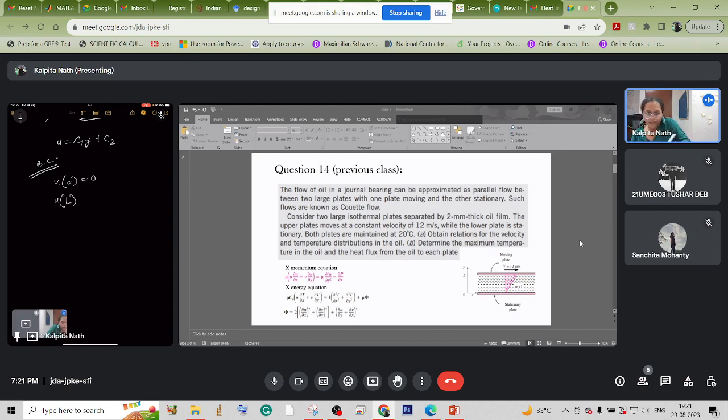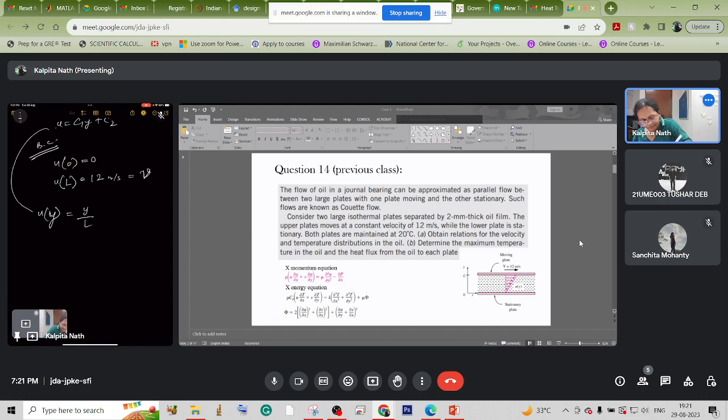And the upper plate, that is at x equal to l. Because we can see it starts from the origin, the lower plate is the stationary plate, and at x equal to l, we have the upper plate. So that is at a velocity of 12 meter per second. We can simply consider it as V. So if we apply this, we get u(y), a function of y, is y upon l times V. So this is V.